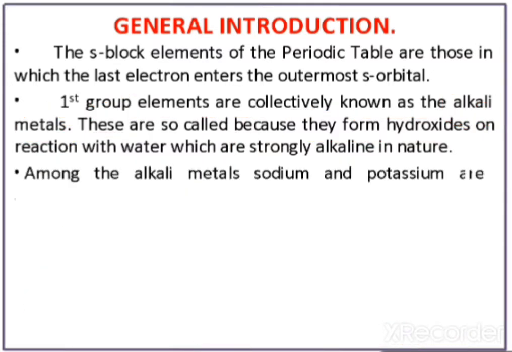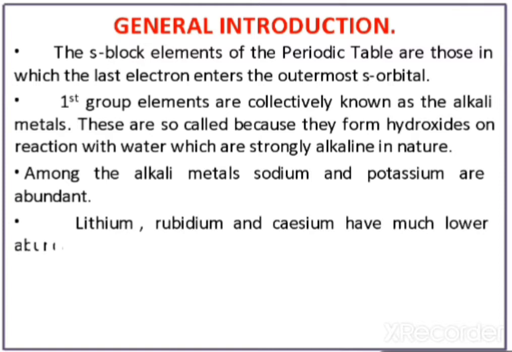Next, among the alkali metals, sodium and potassium are abundant. Abundant means that out of the alkali metals, the percentage of sodium and potassium is maximum. These are found in maximum amount as compared to other elements. Lithium, rubidium, and cesium have much lower abundance. Sodium and potassium, higher abundance. Lithium, rubidium, cesium, lower abundance.